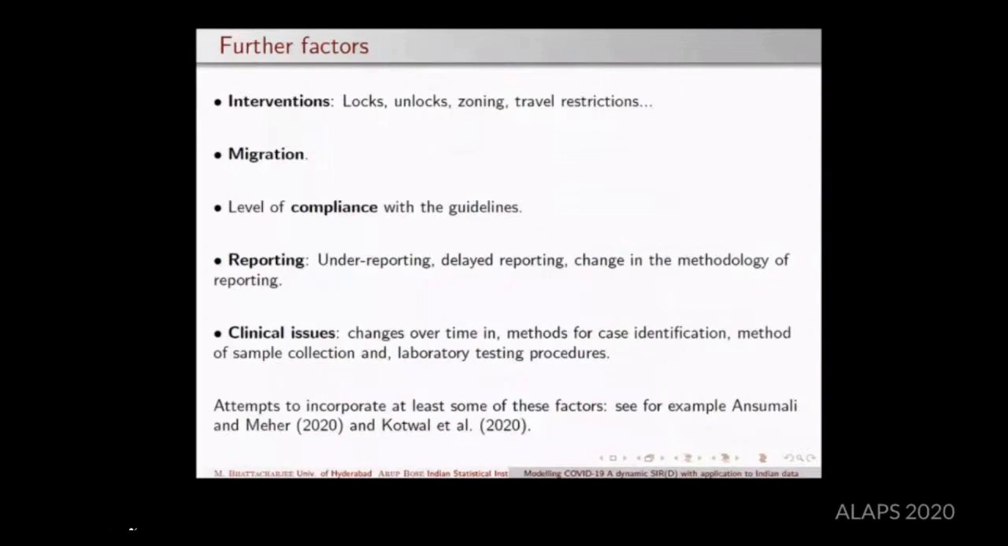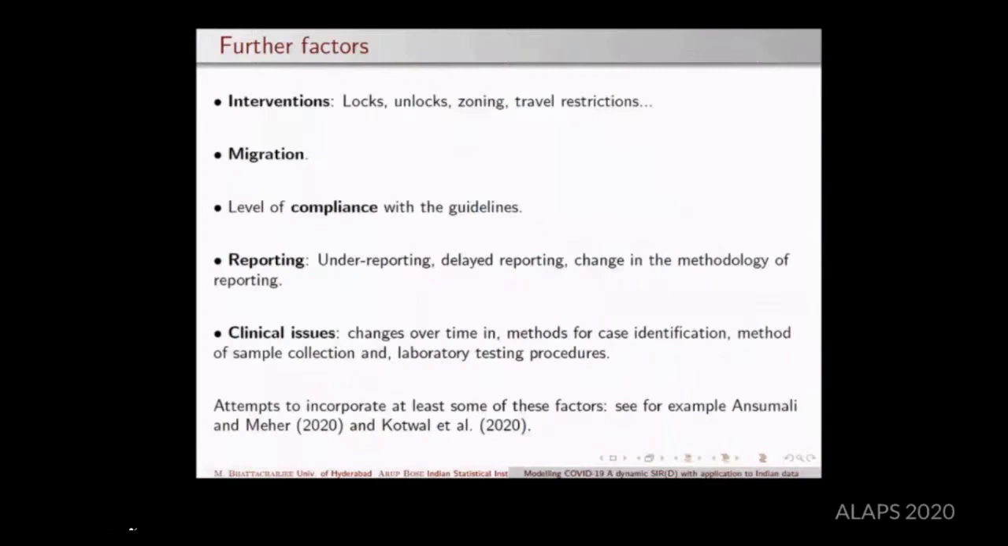There is delayed reporting. And then there is a change in the methodology of reporting, so what constitutes a death by COVID and what does not. There was a lot of controversy about that. You must have read some of these in the newspapers.